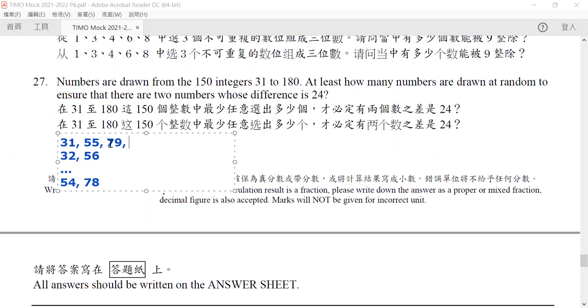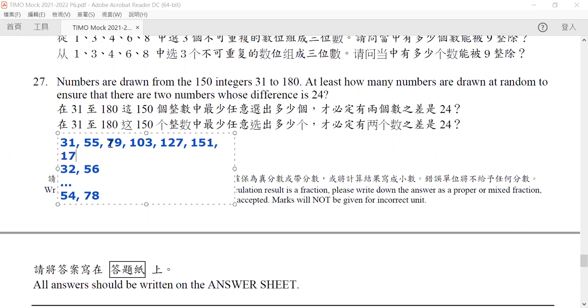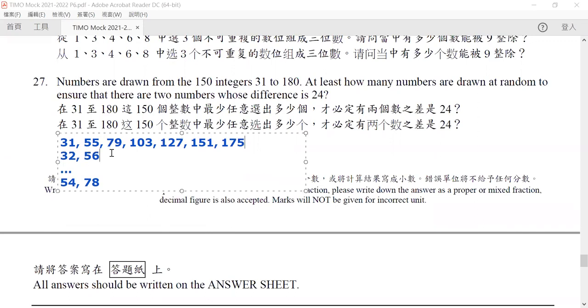So 79 plus 24 will be 103, and then 127, 151, and finally 175. Now you can do exactly the same thing over and over. So it will be 128, and then 152, and then 176, and so on and so forth until the last one: 102, 126, 150, and 174.